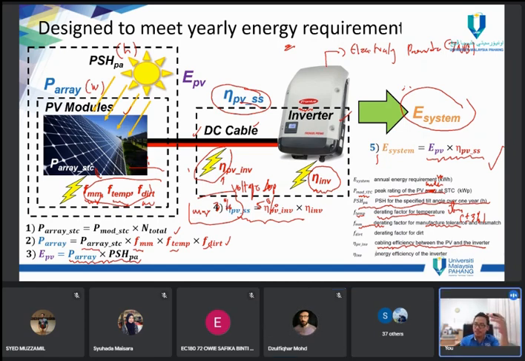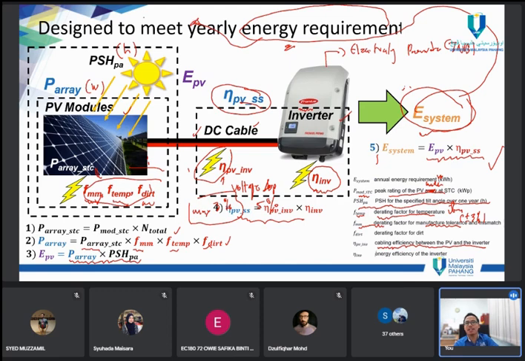The question can ask you, for this case, we are finding the energy system. So that energy system is actually the energy requirement. It's also the energy yield. It's actually the energy yield.